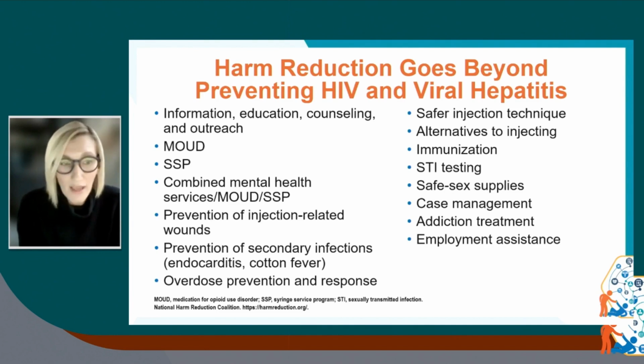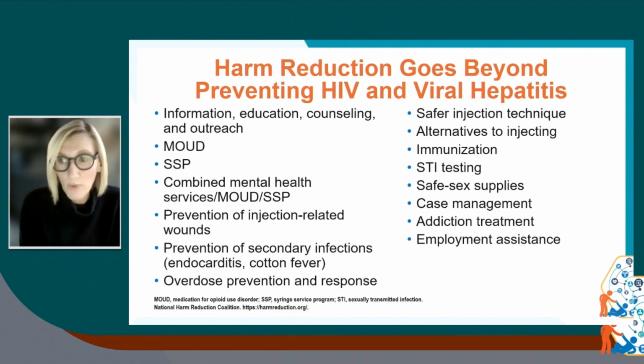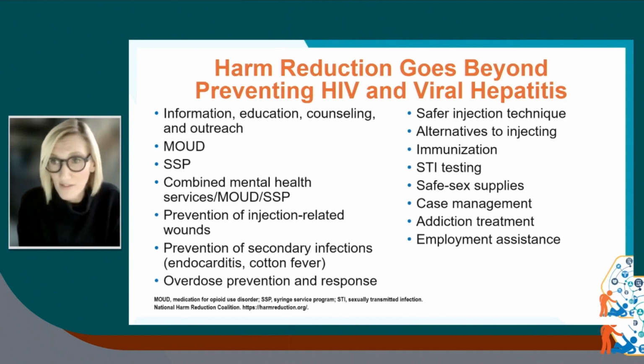It involves providing information, education, counseling, and outreach. It may or may not involve providing medication for opioid use disorder, depending on what somebody is open to engaging in at that moment. It may or may not involve syringe service programs as a form of harm reduction, or combined mental health services, involving some combination of all of those things. It can often involve prevention of injection-related wounds.